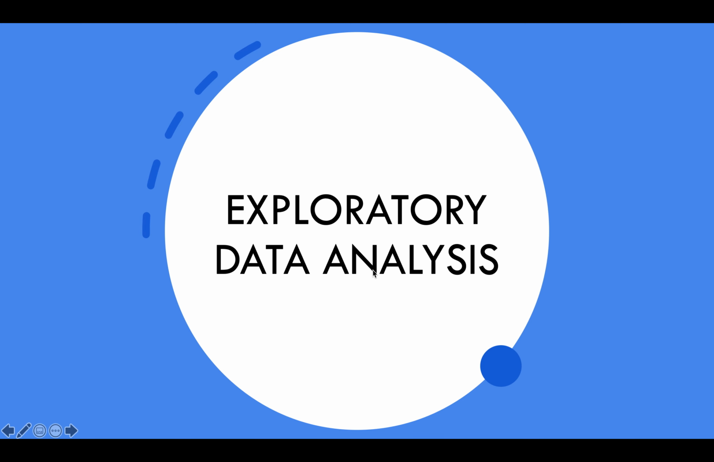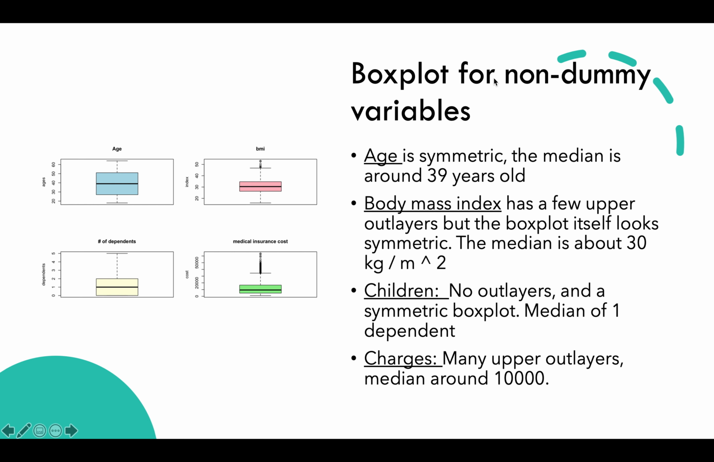Now we have our exploratory data analysis. Let's begin with a box plot for each of our non-dummy variables. We have age, which is very symmetric, and the median is around 39. Body mass index, which is really symmetric as well, but has a few upper outliers. Number of dependents, symmetric, and no outliers. Median around 1, and the charges, which have many upper outliers, and the median is around 10,000.